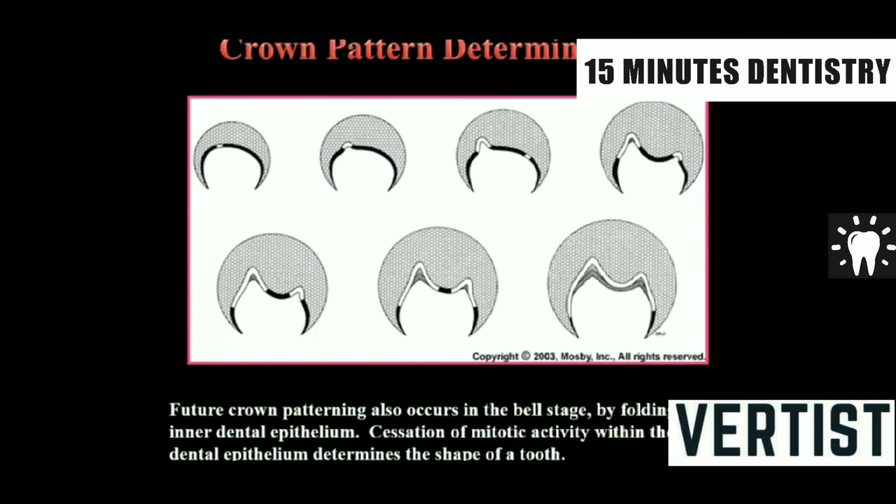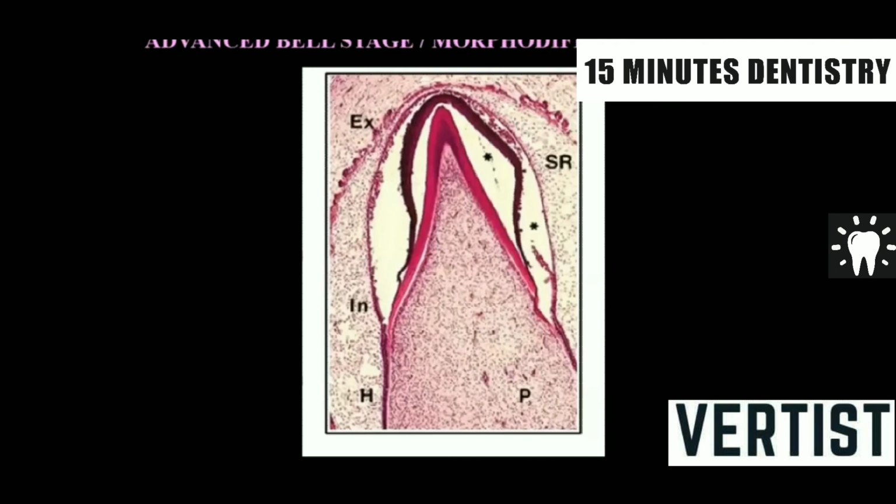Crown pattern starts forming during Bell stage. After Bell stage, you get advanced Bell stage. Now here only one difference you remember. In the Bell stage, you label dental papilla. But now you will label dental papilla as dental pulp because dentin is already formed. Enamel has already started forming. So in case of advanced Bell stage, you will not get stellate reticulum or stratum intermedium. You will get dental papilla, dentin, enamel space, and maybe covering reduced enamel epithelium.